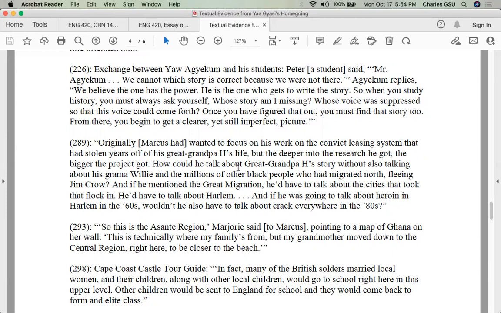How could he talk about great grandpa H's story without also talking about Grandma Willie and the millions of other Black people who had migrated north, fleeing Jim Crow? If he mentioned the Great Migration, he'd have to talk about the cities that took that flock in. He'd have to talk about Harlem. And if he was going to talk about heroin in Harlem in the 60s, wouldn't he also have to talk about crack everywhere in the 80s?